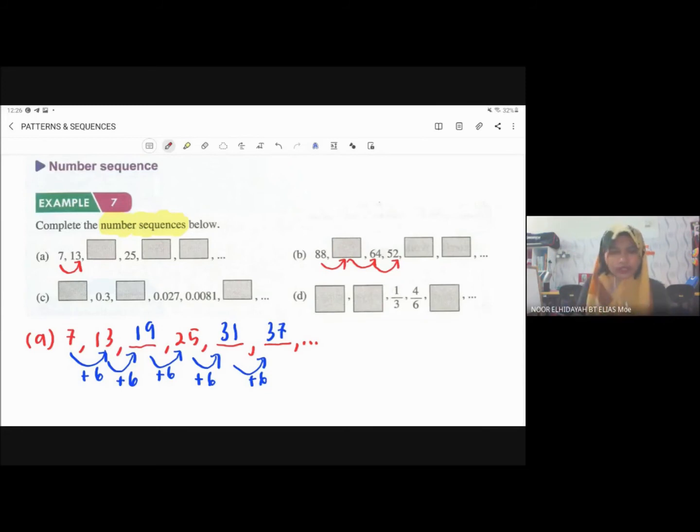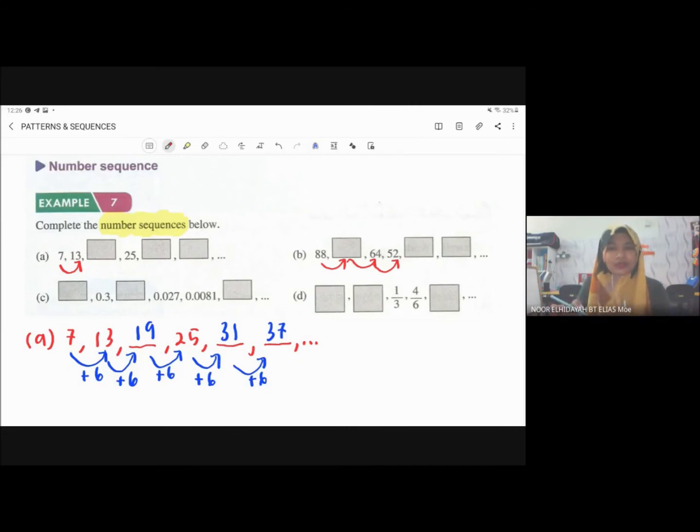Alright, so 64 to 52, is it adding or subtract? You have to identify whether it's adding or subtract or power off. Okay, itu pattern-pattern yang mungkin ada. Adding, subtraction, and then multiplication and division, dan mungkin dia guna power off or square root of. So you have to identify the pattern. Okay, so 64 kalau tengok kat sini mungkin dia kena tolak sebab number dia decrease.